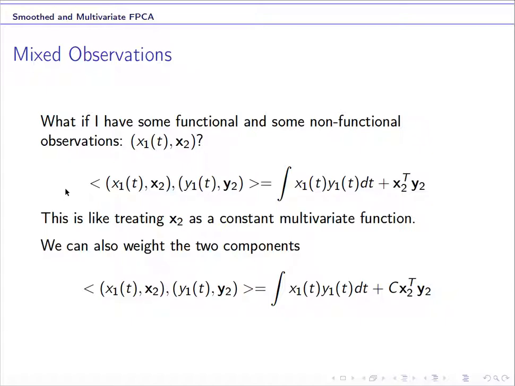In real applications, you may have mixed observations. For example, you may have two variables. One variable is a function, x1 of t, and the other variable may be some scalar or vector, x2. If you have two observations, (x1(t), x2) and (y1(t), y2), you can define the inner product as the integral of x1(t) times y1(t) plus x2 transpose times y2. So when you have mixed observations, you can still define the inner product in this way, and then you can do the FPCA in a similar manner.